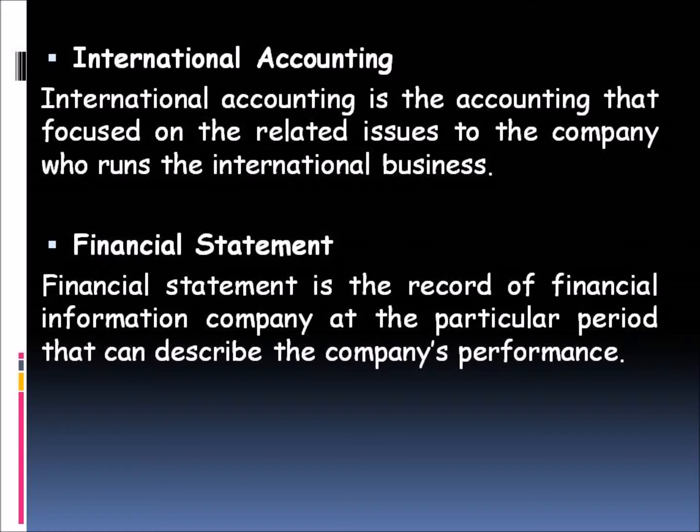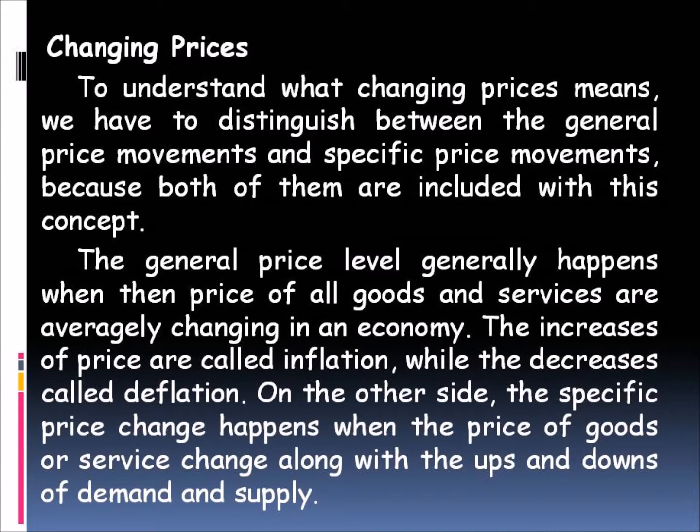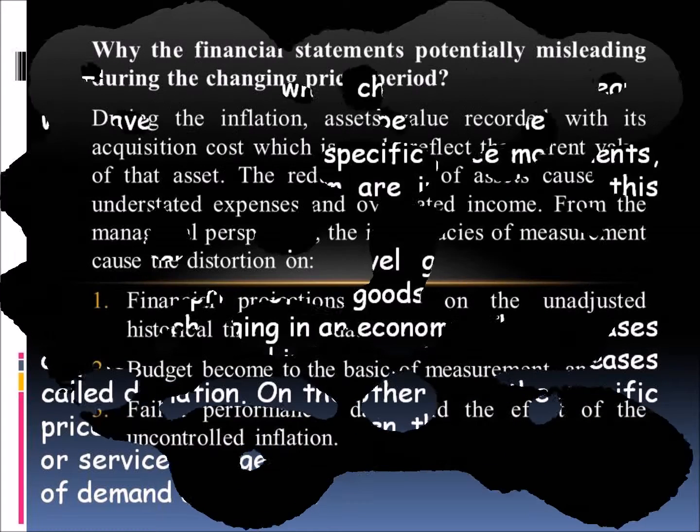Changing prices. To understand what changing prices means, we have to distinguish between general price movements and specific price movements, because both of them are included in this concept. The general price level changes when the prices of all goods and services are averagely changing in the economy. The increase of price is called inflation, while the decrease is called deflation. On the other side, a specific price change happens when the price of a good or service changes along with the ups and downs of demand and supply.